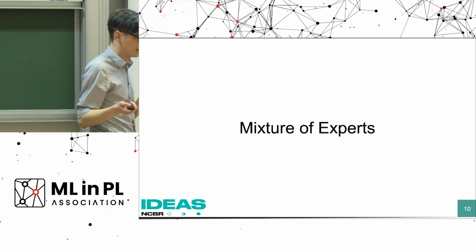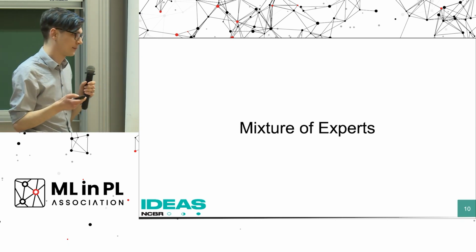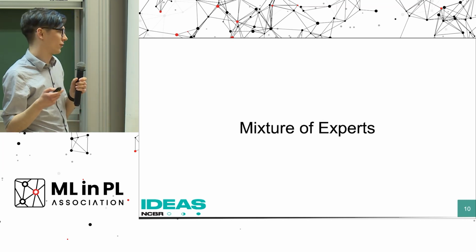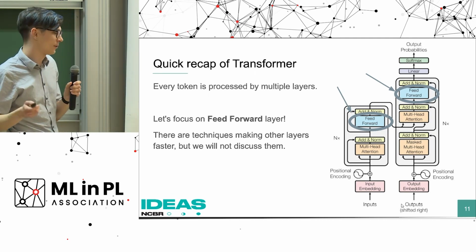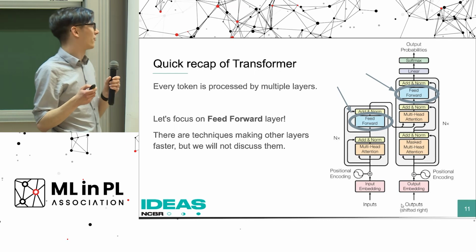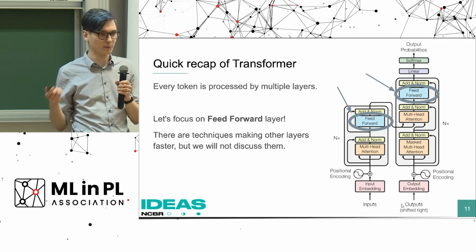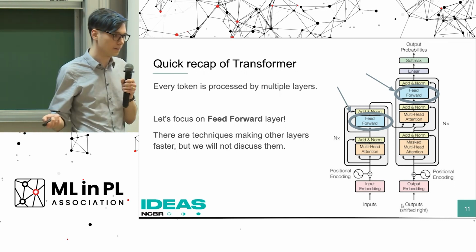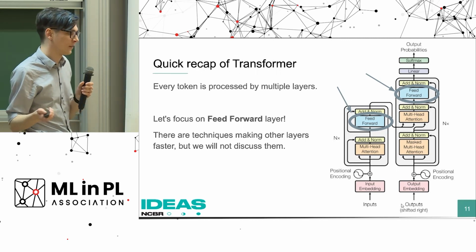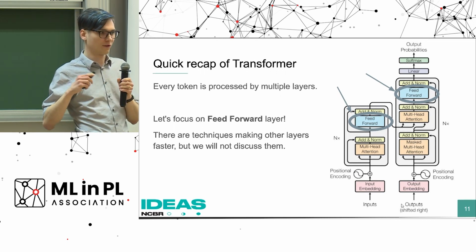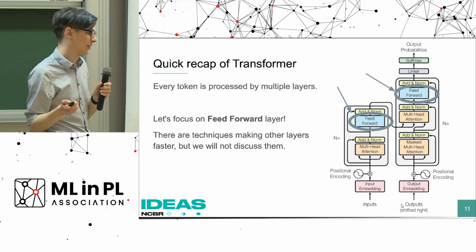So the most popular method of conditional computation currently used is a mixture of experts. There are a lot of implementations, but first, just a very brief recap of the transformer, where mixture of experts is very often used. Every token is processed by multiple layers. Those are primarily a feed-forward layer that processes each token independently, and also we have attention. In this talk, we will just focus on the feed-forward layer. There are many methods of improving attention, but we will skip over them.